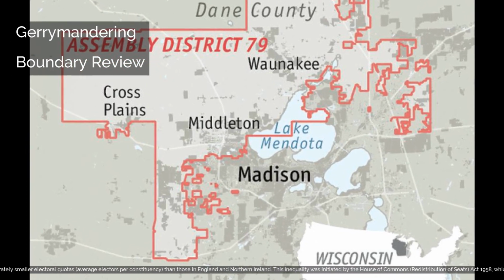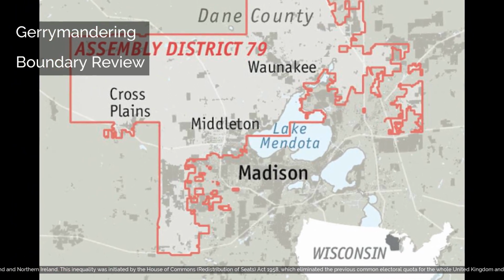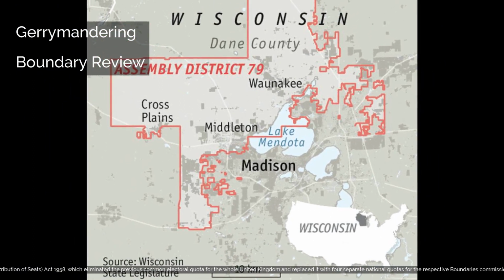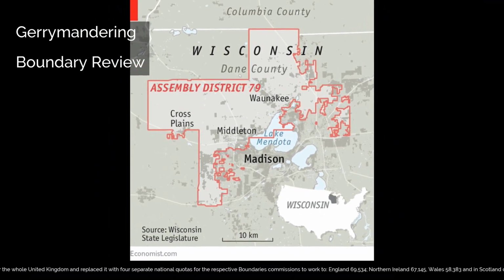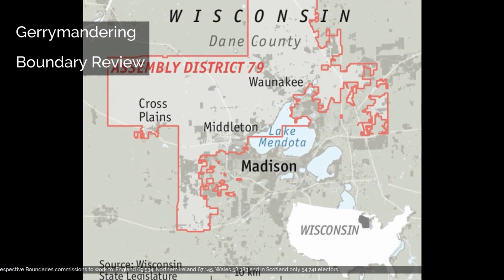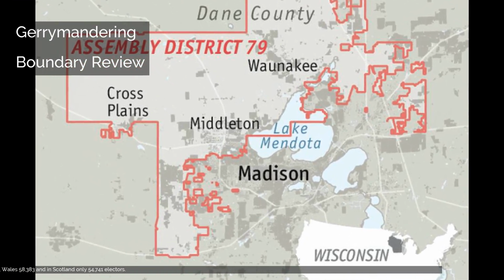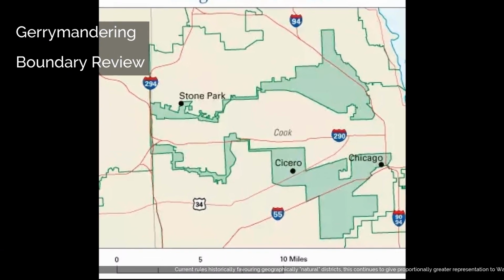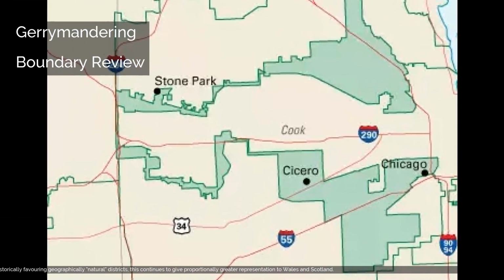This inequality was initiated by the House of Commons (Redistribution of Seats) Act 1958, which eliminated the previous common electoral quota for the whole United Kingdom and replaced it with 4 separate national quotas for the respective boundary commissions to work to: England 69,534, Northern Ireland 67,145, Wales 58,383 and in Scotland only 54,741 electors. Current rules historically favoring geographically natural districts continue to give proportionally greater representation to Wales and Scotland.